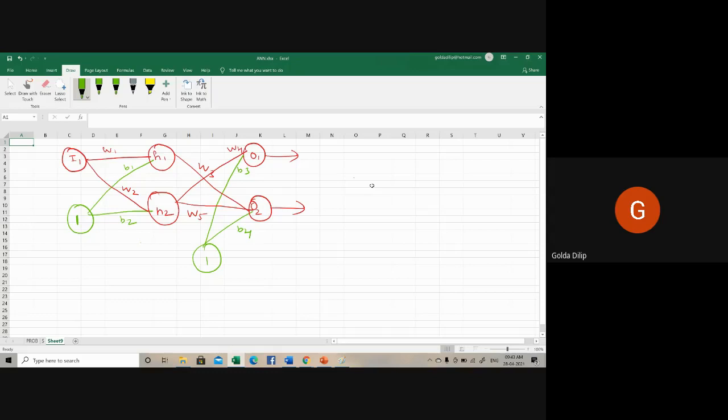Then what is the first step? You will have to compute the hidden nodes and output nodes. Do the derivation for the forward pass and backward pass.